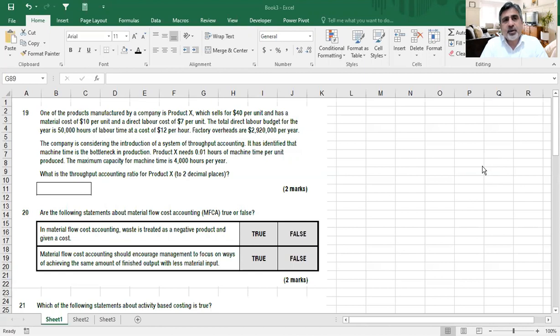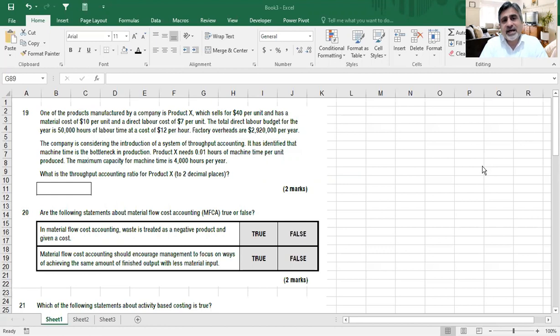And the idea in throughput accounting was that most of the costs are fixed cost. Only material is the variable thing. Only material. We assume that if you do not do production, what you save is only your material. All other costs are assumed to be fixed. We say that labor is not a variable cost. In general, in traditional costing, we said that labor is a variable cost.